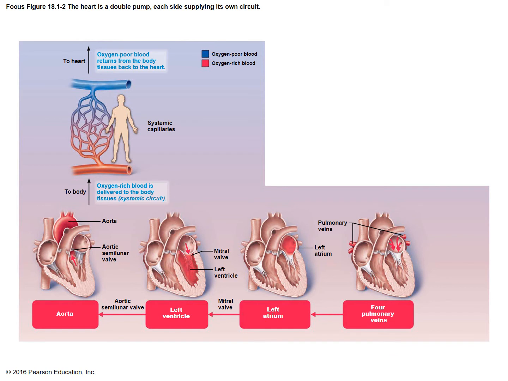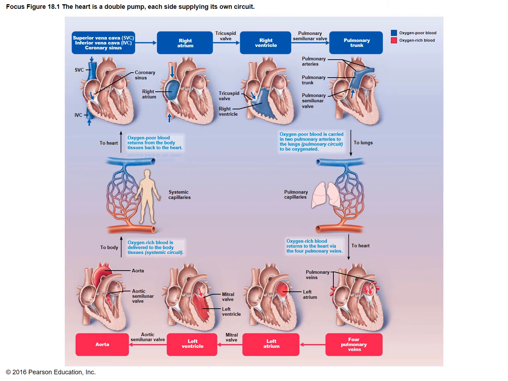It is then going to come back from the lungs to the left atrium via the pulmonary veins, through the mitral or bicuspid valve, you can use either name, to the left ventricle, through the aortic semilunar valve, to the aorta, to the systemic circulation, and then start all over.